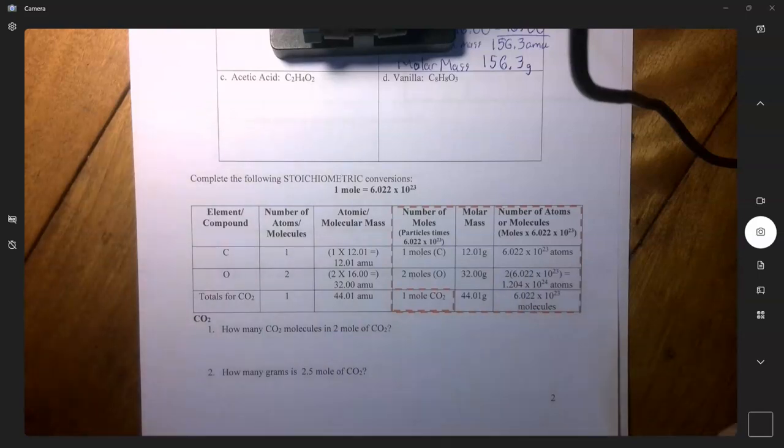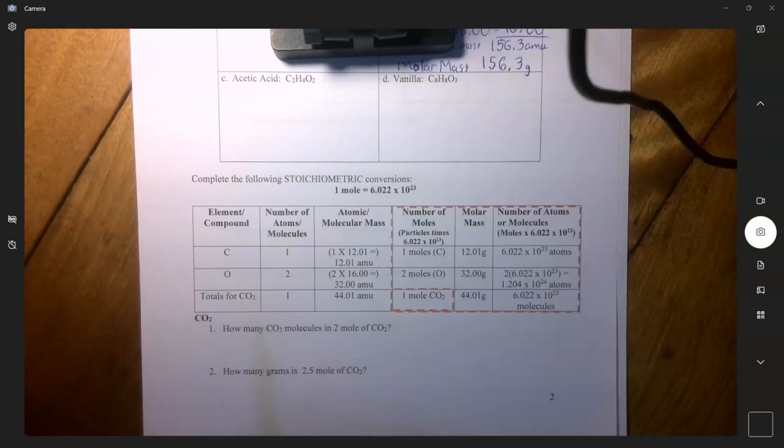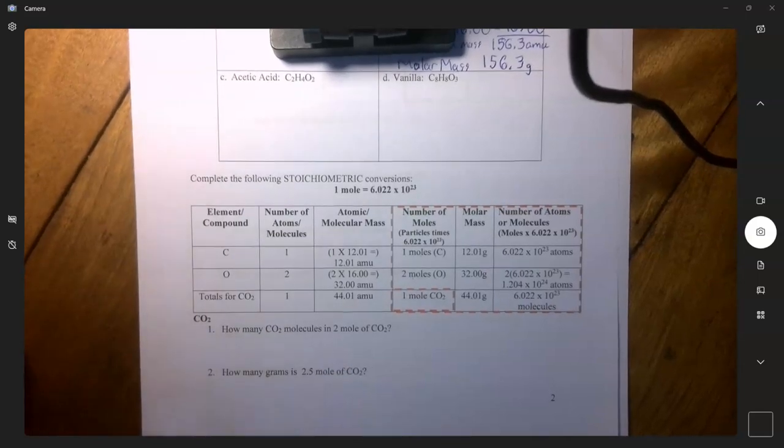All right? So now we're going to go ahead and answer a couple questions. I want to show you how I'd like you to write these out. So how many CO2 molecules in 2 moles of CO2?